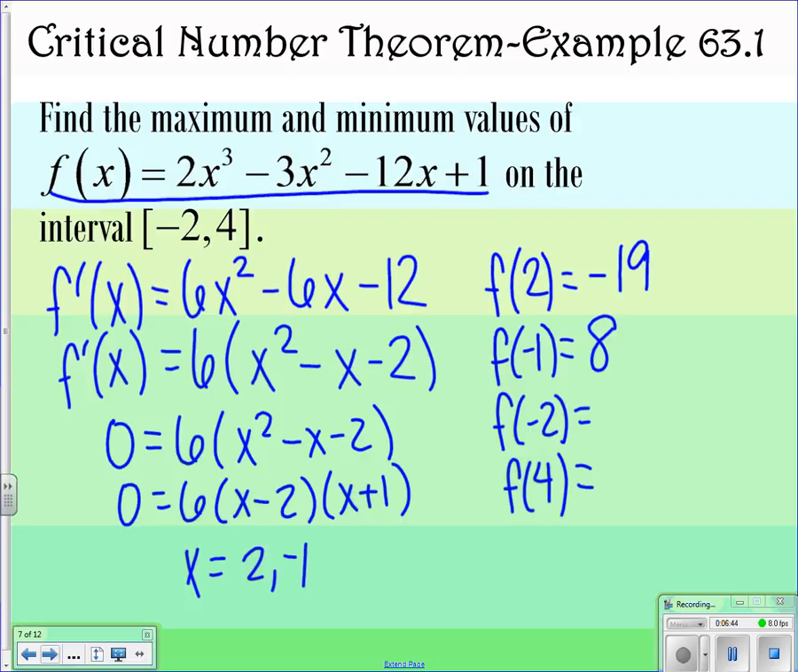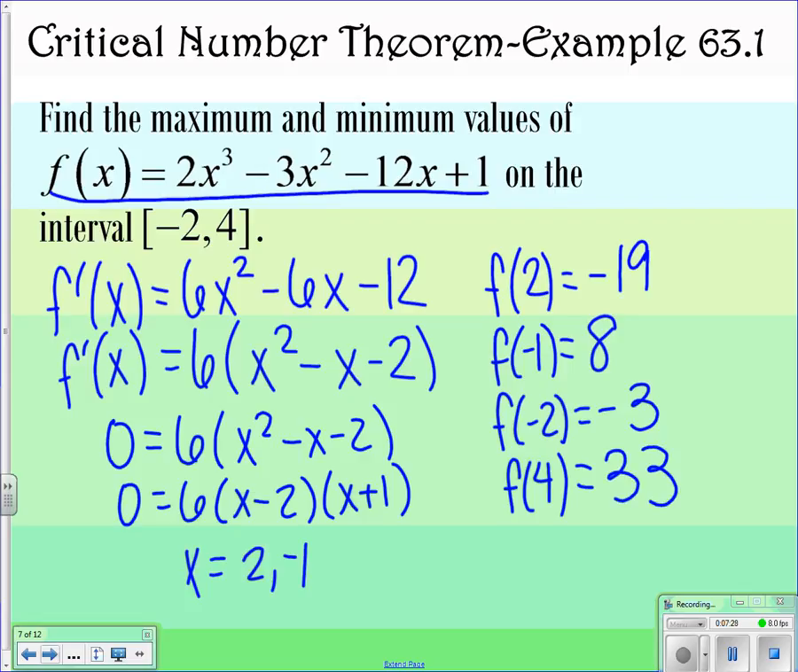If you plug in negative 2, you'll have negative 16 minus 12 plus 24 plus 1, which will give you a negative 3. And then if you plug in 4, you're going to have 128 minus 3 times 16, which should be 48, and then minus 12 times 4, which is also 48, and then plus 1, you'll get a 33.